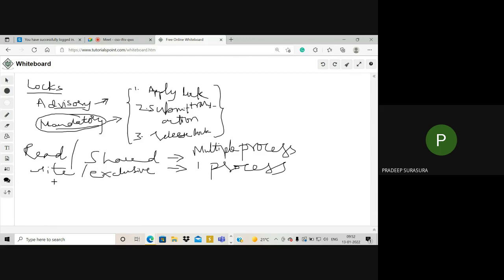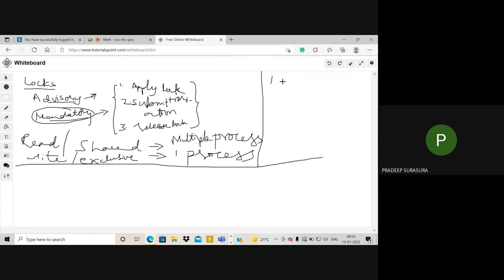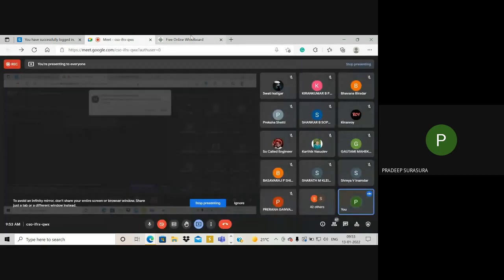Our main intention is to proceed with the transaction in such a way that we do not lead to any problems. Corresponding to these things, two problems may arise. One problem is deadlock, and one more problem is starvation. Two problems may arise when we are talking about locks. Why we have to talk about these two is that the procedure has to be followed by each and every process.